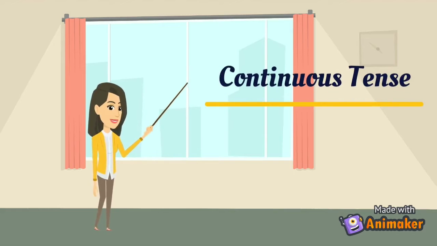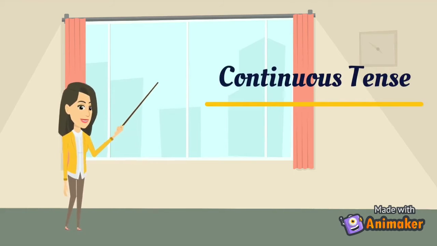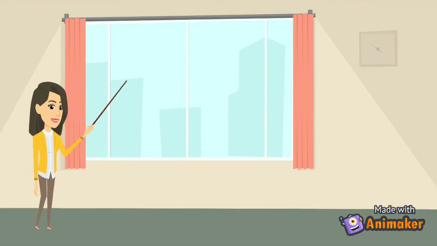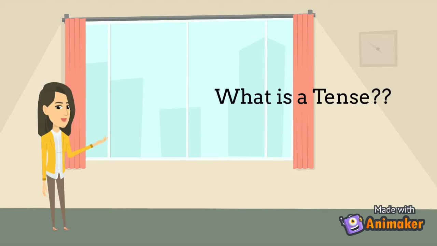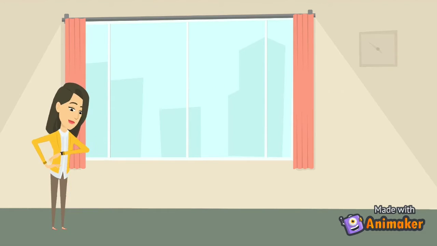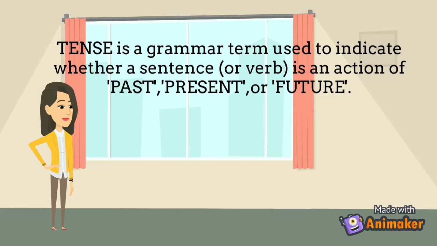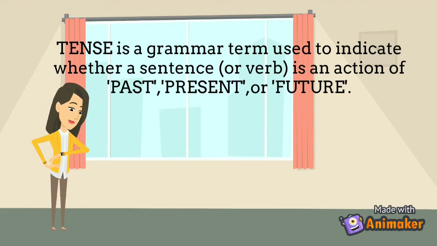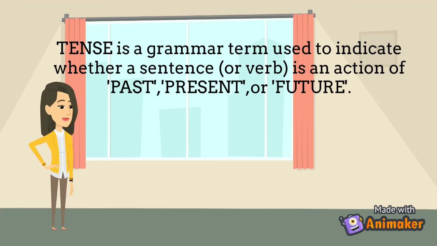The topic we are going to learn today is continuous tense. But before moving on, we need to know what is a tense. A tense is a grammar term used to indicate whether a sentence or verb is an action of past, present, or future.